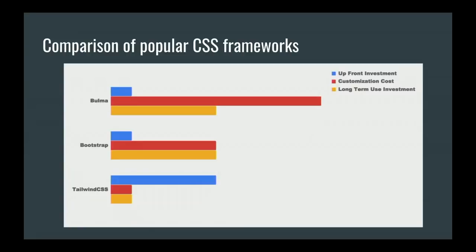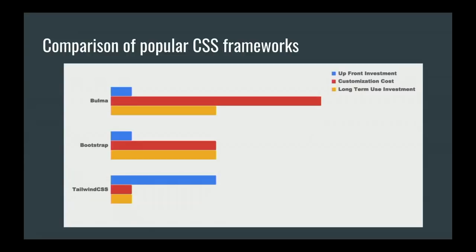As far as customizing, Bootstrap can be kind of middle of the road, depending on how much you're doing with it. You can use swatches and themes, whatever. With Bulma, there are some variables you can set, but as far as making Bulma look different than base Bulma, it's really difficult to do anything consistent. And then long-term investment, again, I would say middle of the road for both of those.